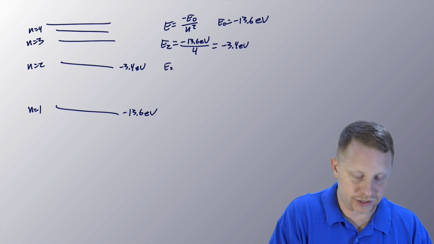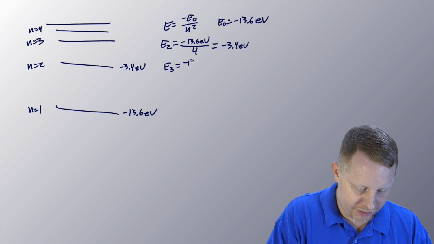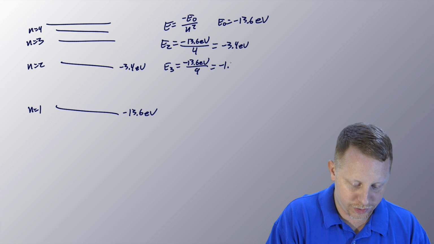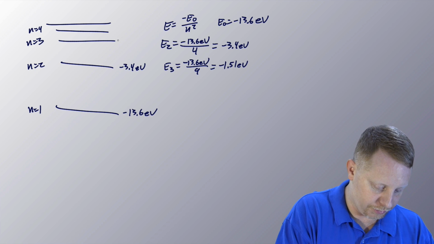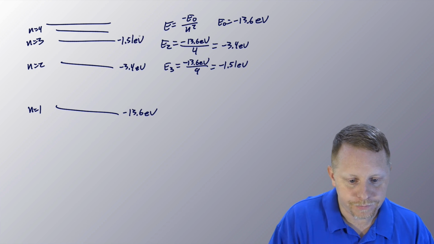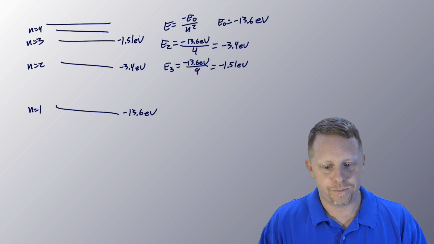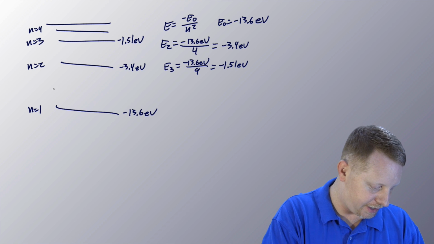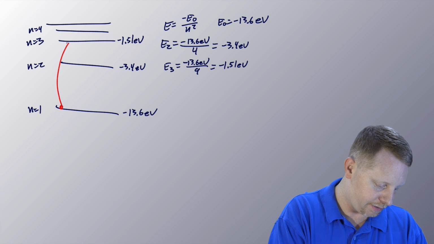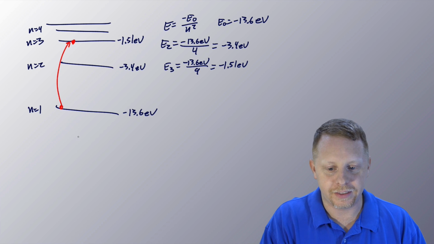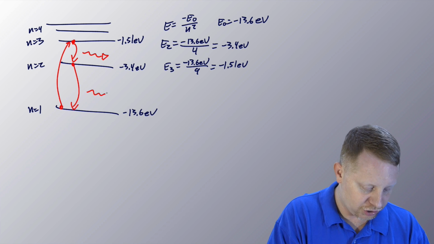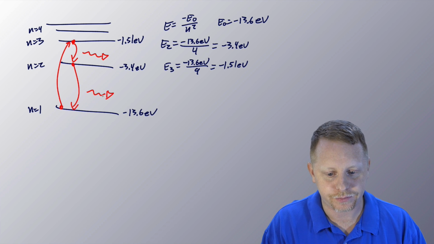And our third energy level is negative 13.6 eV over 3 squared, or 9, or negative 1.51 electron volts. So then, what would happen? Well, if we have an electron in the ground state, it gets excited somehow to the n equals 3 state, applying a voltage. Once it's at the 3 state, it falls down to 2, giving off a photon, and then it'll fall down to 1, eventually giving off another photon.